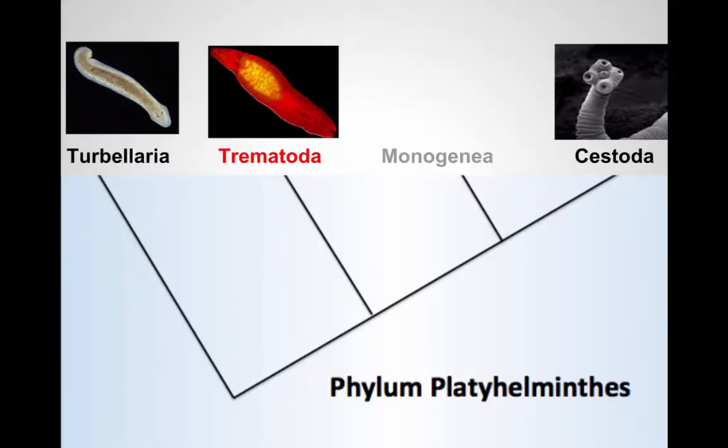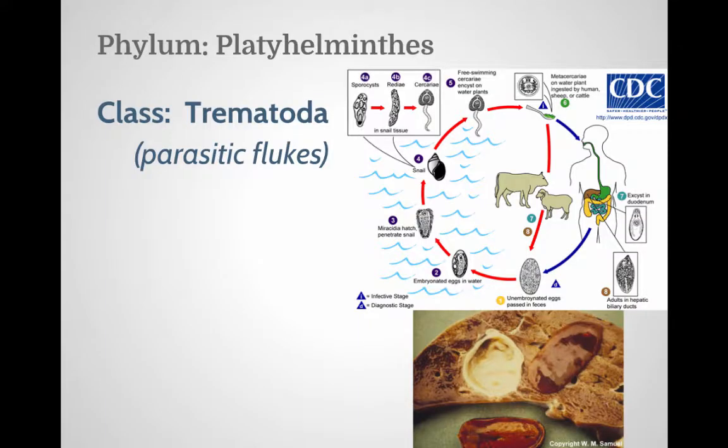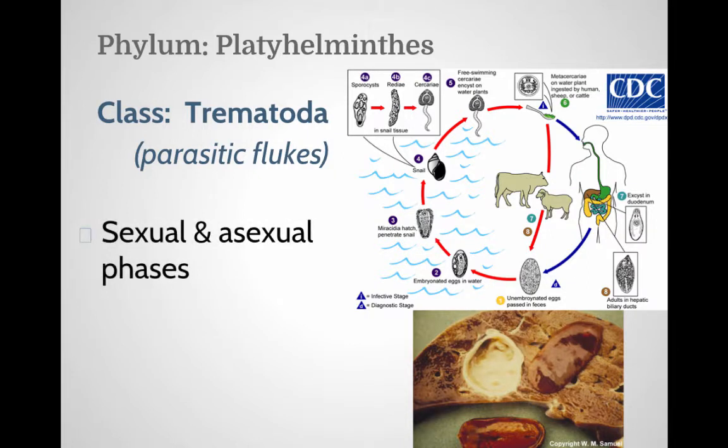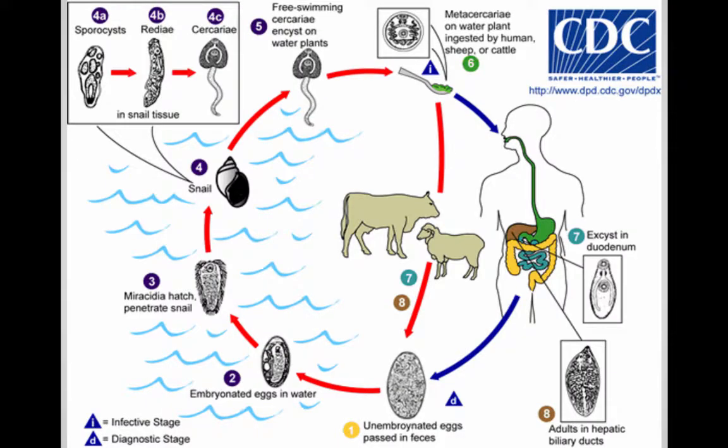Now let's focus on the second class, the Trematoda. The Trematoda are parasitic flukes, oval in shape with a sucker mouth. They can be found in both sexual and asexual phases of their life, and they go through at least two hosts during their lifetime. Here's a classic example of a liver fluke as it proceeds through livestock, snails, and possibly even humans.